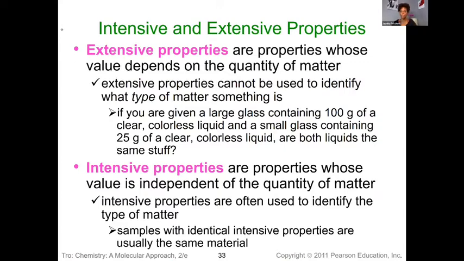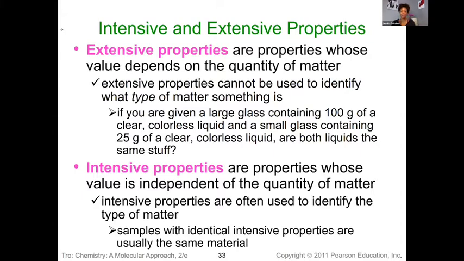The more of something I have, the mass is going to go up. The less of something I have, the mass will go down. Two things with similar masses may look similar, but having two things of similar masses does not automatically mean I have the same thing. So the take-home message with extensive properties is that they depend on how much of the material is present, and we cannot use them for identification. It's simply a way of measuring the quantity.